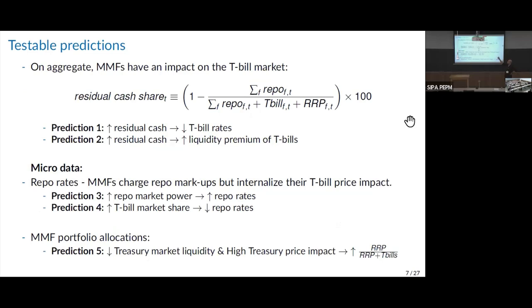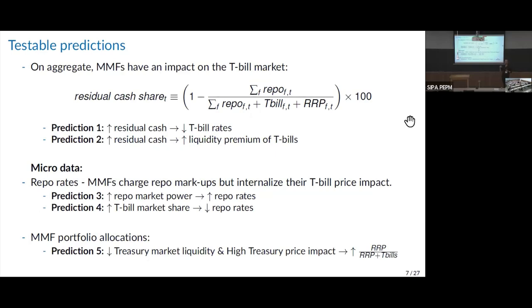The main variable we're going to be using is the residual cash share, which is whatever you did not invest in. So all the money you have that you did not invest in those. So what we're going to do in the data is we're going to take government funds. They are invested in government securities, T-bills, or repos collateralized by government securities. So all these three assets are actually the bread and butter of these funds.